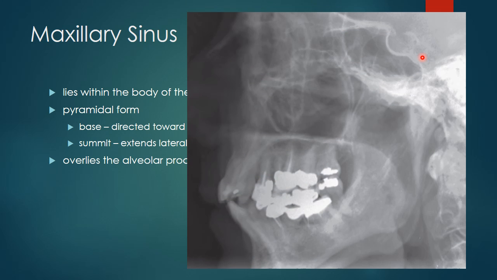This is another radiograph of the maxillary sinus here. This is the floor of the maxillary sinus, showing its close relationship with the roots of the posterior teeth.